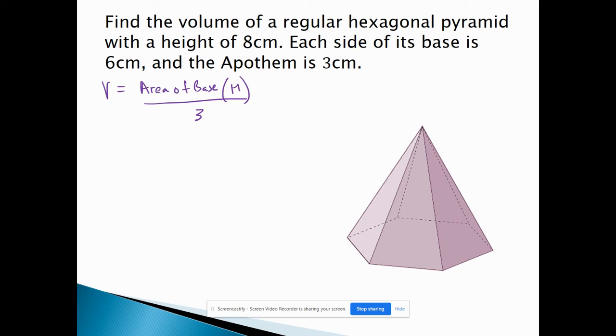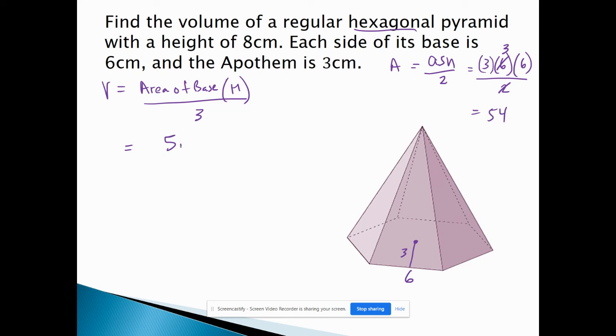So, if the height is 8, each side of its base is 6, and the apothem is 3. That's this. So we have to use this formula, a s n over 2, to find the area of the hexagon, where apothem is given, side length is given, and number of sides is 6 because it's a hexagon. So let's figure this out first. Let's cut one of these in half. So that's 9 times 6 is 54. That's the area of the base.